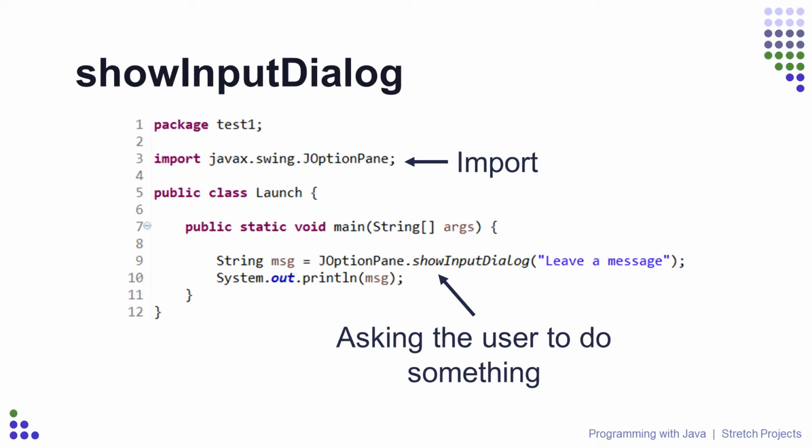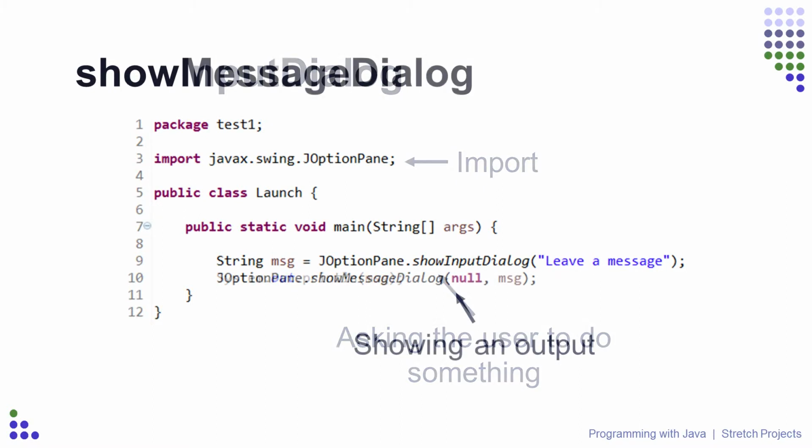Next, on line 9, we have the code we are using to ask the user to do something. As you can see on the import line, the name of the library is JOptionPane, and so to display the dialog box, we are using a method within our class called showInputDialog. When you're using that method, you also need to tell it the text that you want to show to the user, which in this case is just "leave a message".